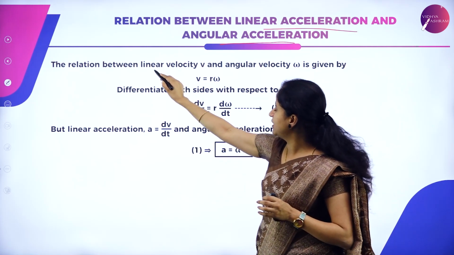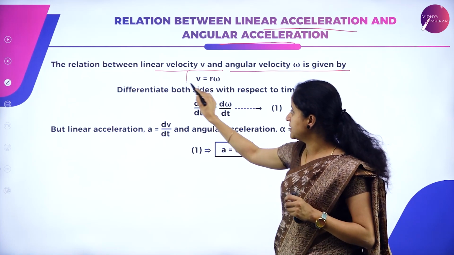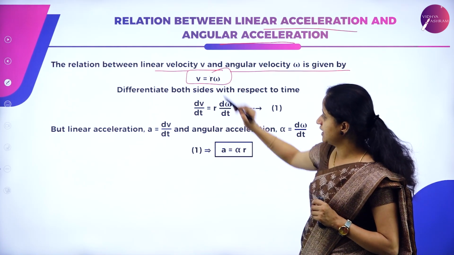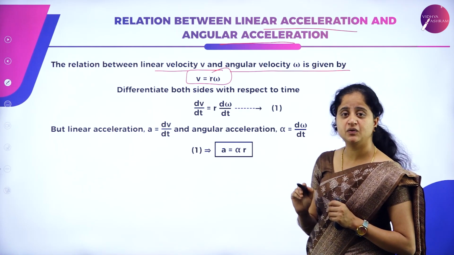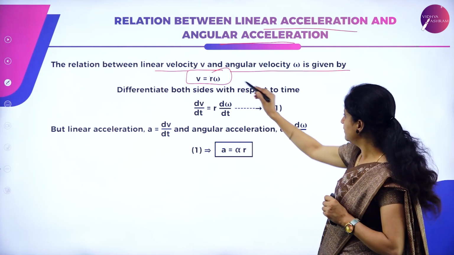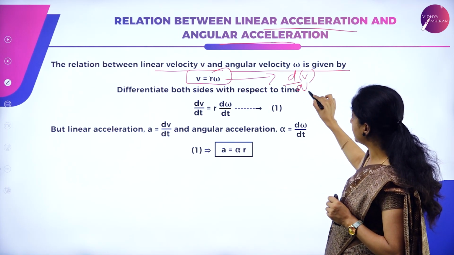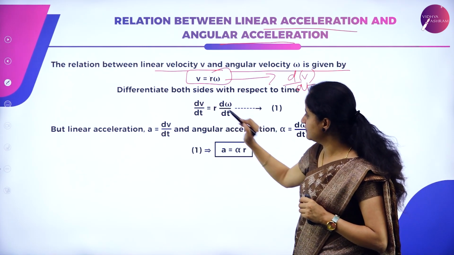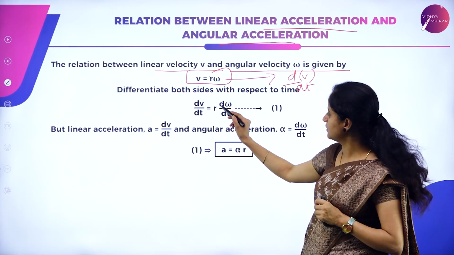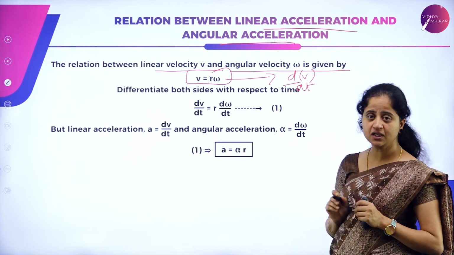The relation between linear velocity and angular velocity is given by, as I already mentioned, v is equal to r omega. Now, differentiating this expression with respect to time, that is dv divided by dt, which means we are differentiating velocity with respect to time, we get dv by dt equal to r into d omega divided by dt, since the radius remains constant in a circular motion. This is my equation 1.